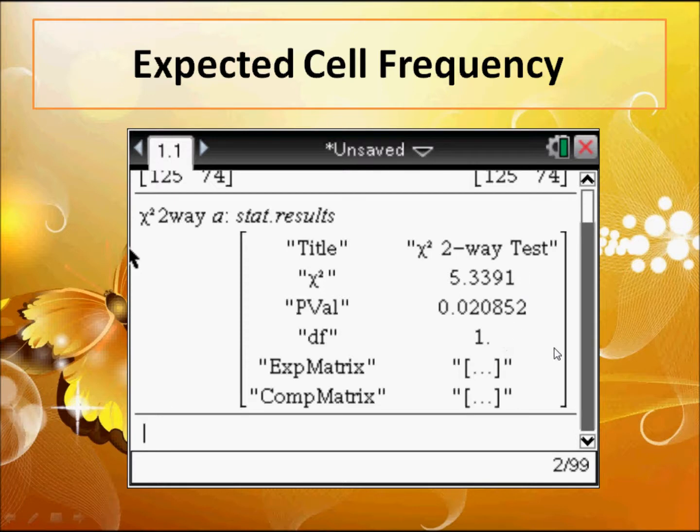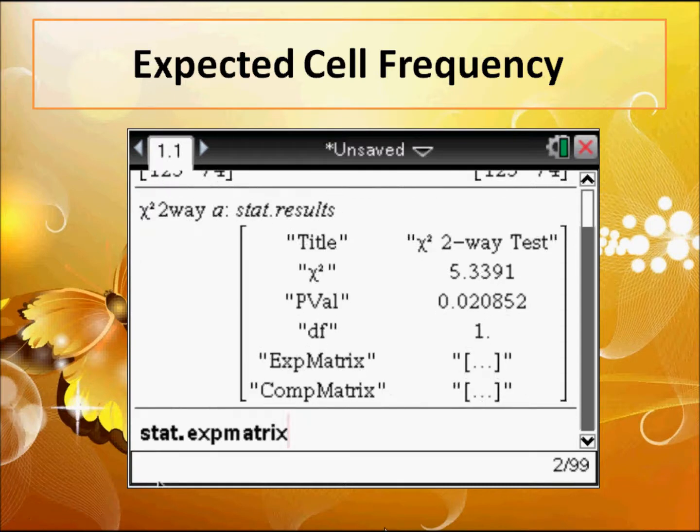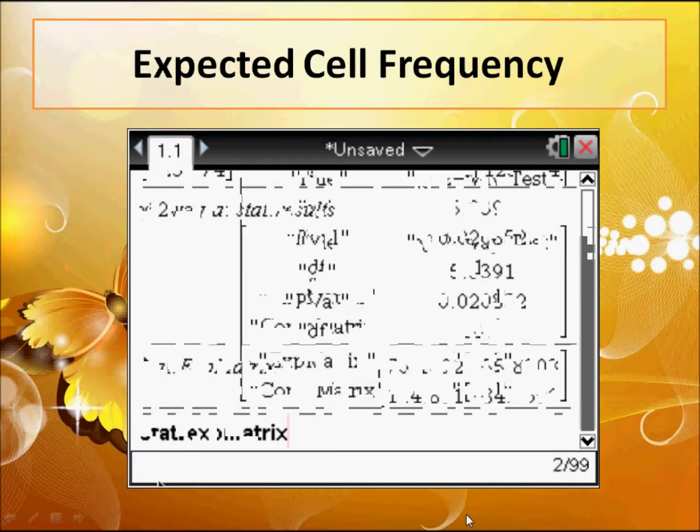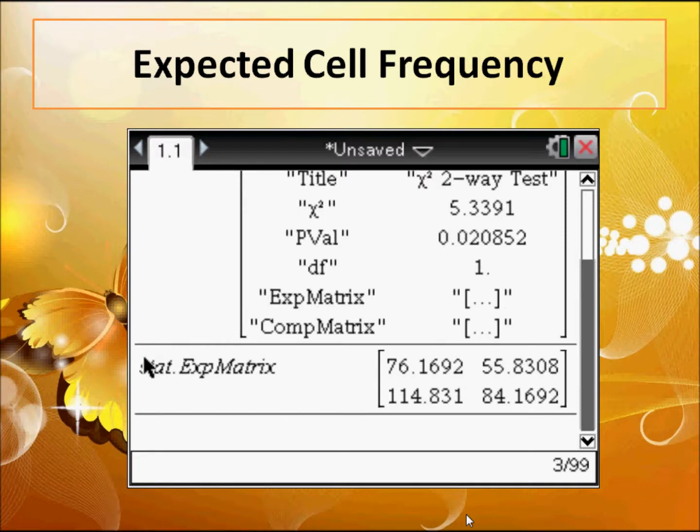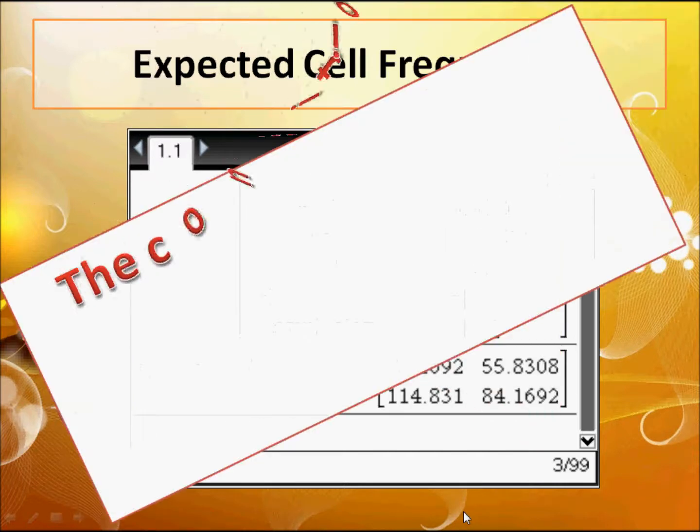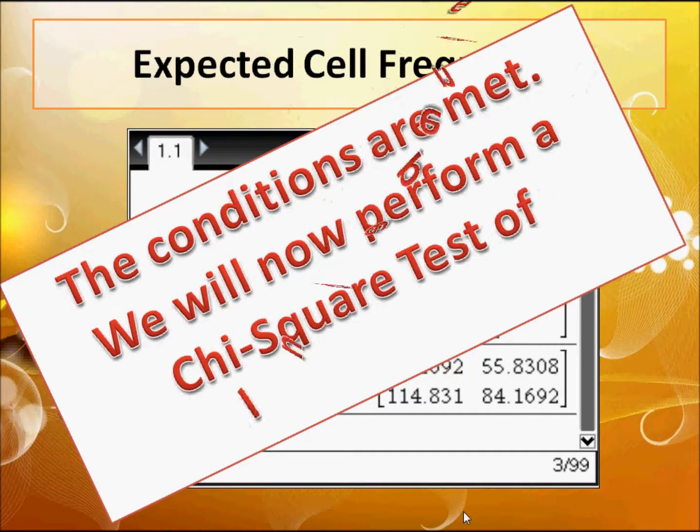But first I have to check my condition of expected values. So what I do next is here, I'm going to type in STAT dot. And when I press the dot, what happens is I get a menu, and I want to select EXP matrix. That's my expected value matrix. When I press enter, that's my expected value matrix. And because they're all greater than 5, it has checked out with that condition. So that means they're met, and I can perform a chi-square test of independence.